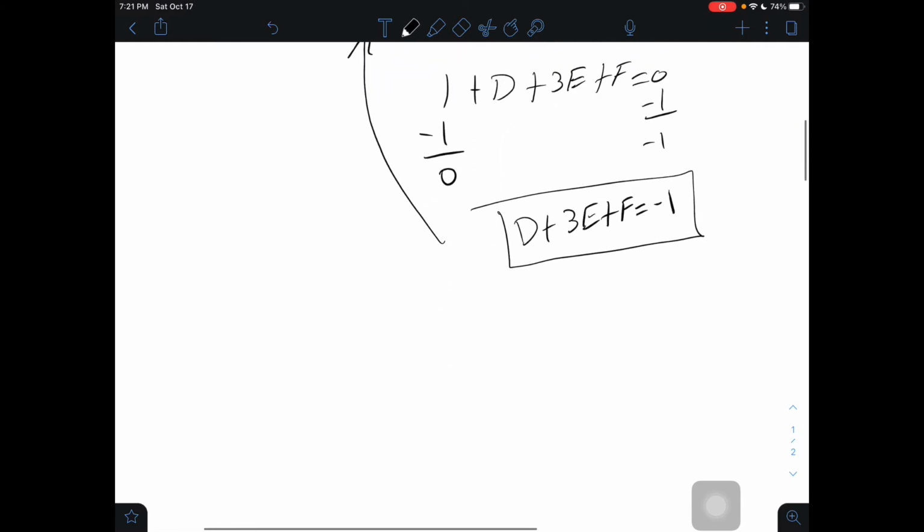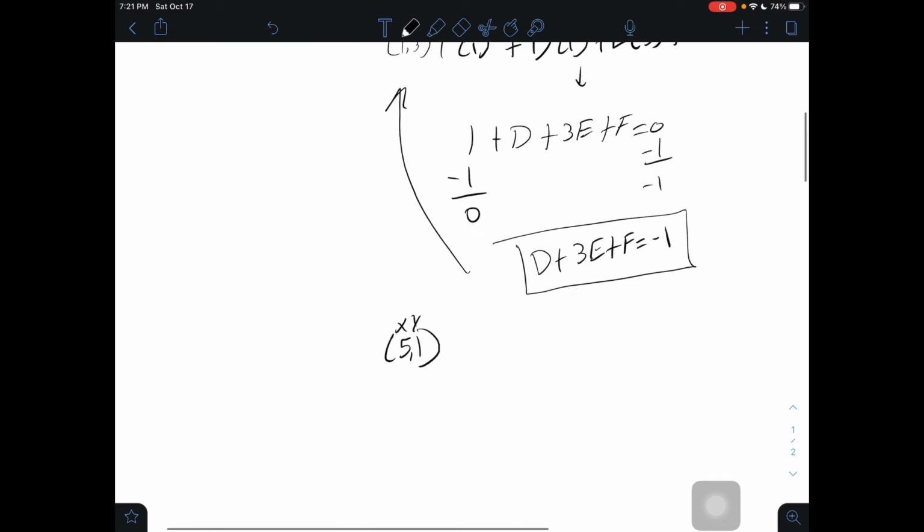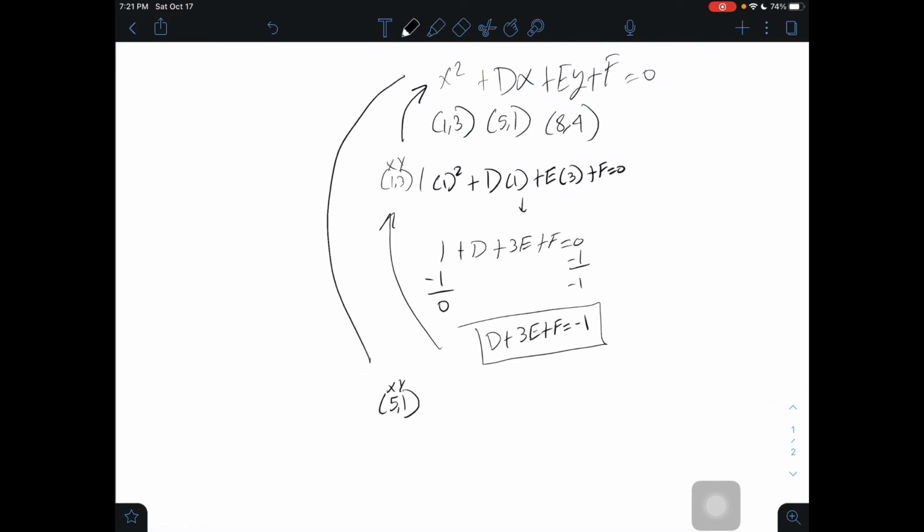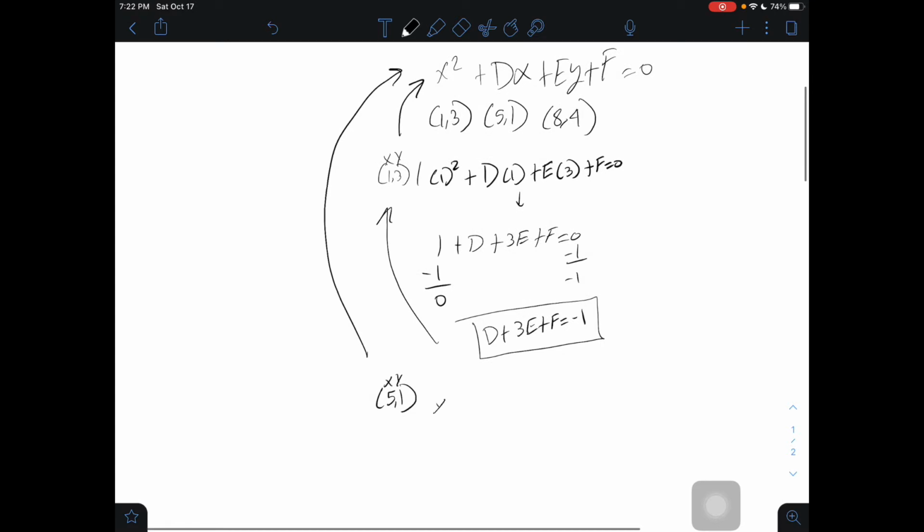Next, we're going to go to the coordinate point 5, 1. This is our x value, and that's our y value. So 5 is our x, 1 is our y. Again, we're going to go back up to this equation, x squared plus dx plus ey plus f equals 0. So x squared, our x value is 5, so we have 5 squared plus d times our x value, again 5, plus e times our y value, which is 1, plus f all equals 0.